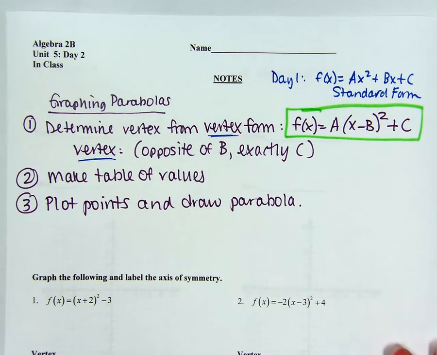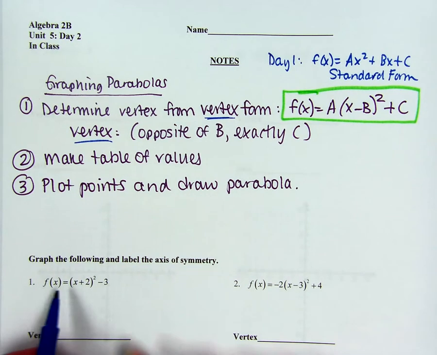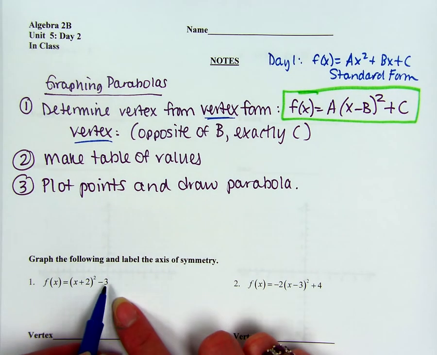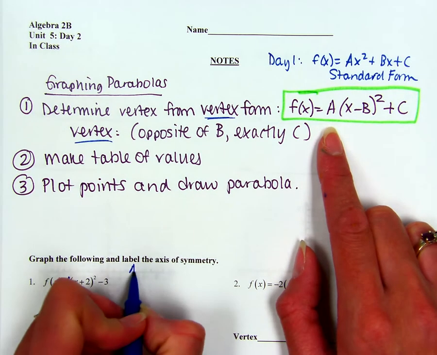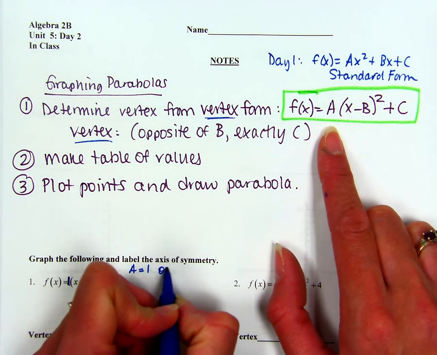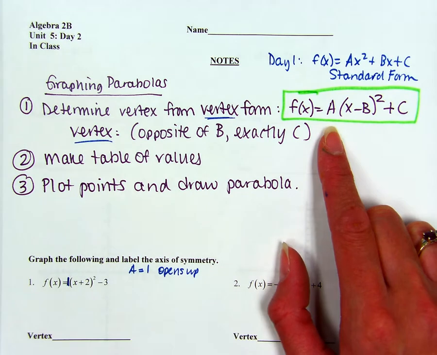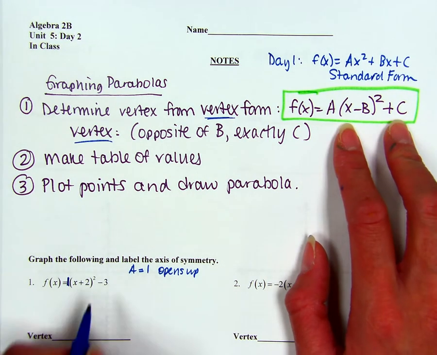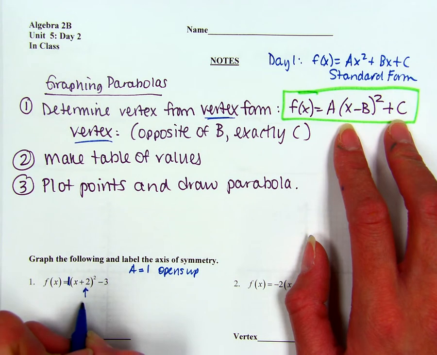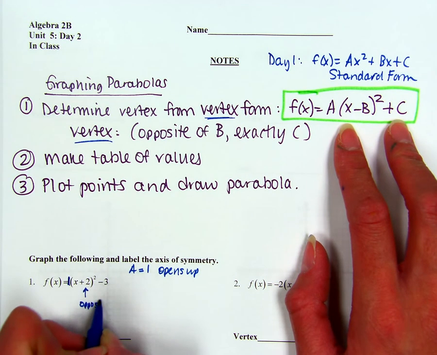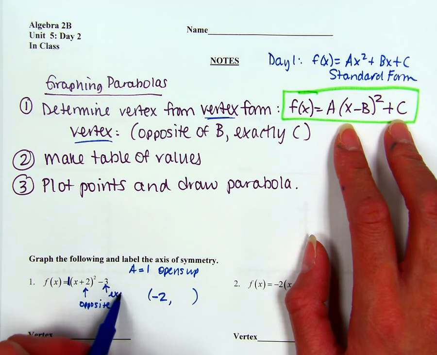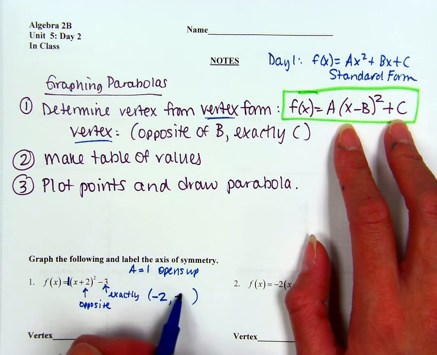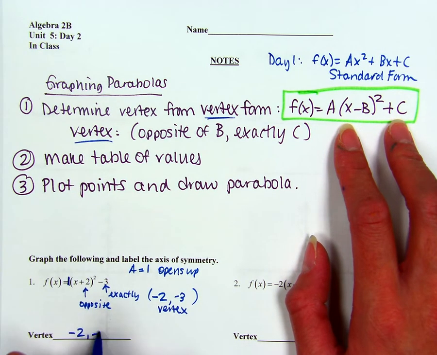So if you look at problem number 1, it says f of x equals (x plus 2) squared minus 3. Now a, that number, when we don't see it, is 1. So a here is 1. That tells me that my parabola opens up. But then I could tell my vertex, if I look at this value, it says plus 2. So if I take the opposite of that, that tells me that I would look at negative 2. If I look at exactly this value, this would be negative 3. So my vertex is negative 2, negative 3.